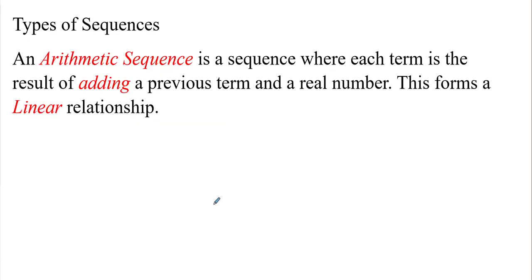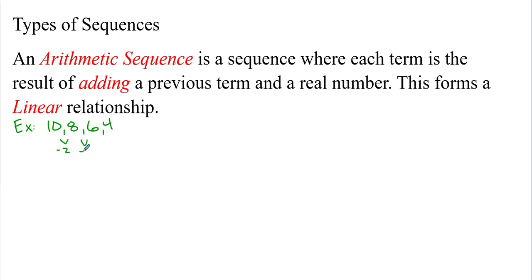Alright, let's take a look here. We got another little bit of vocab. So we got what we call an arithmetic sequence. This is where each term is the result of adding a previous term and a real number, and this is what's going to form a linear relationship. Okay, so I want to give you this example here. I want you guys to write this down. We're going to take a look at this little sequence right here. We got 10, 8, 6, and 4. And we're asking how do we get from one term to the next?